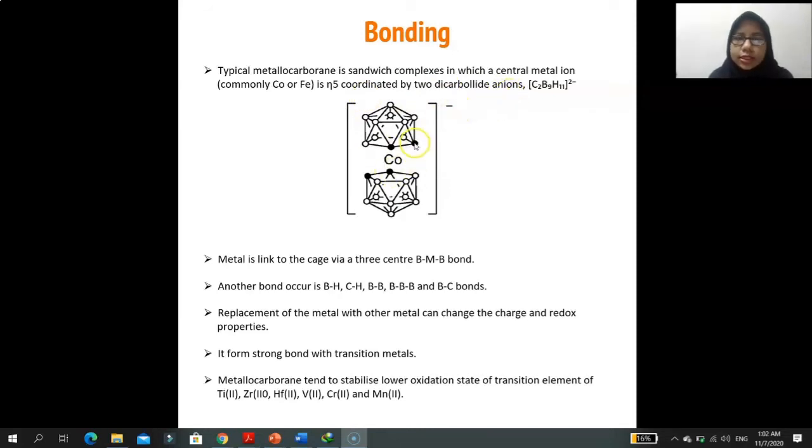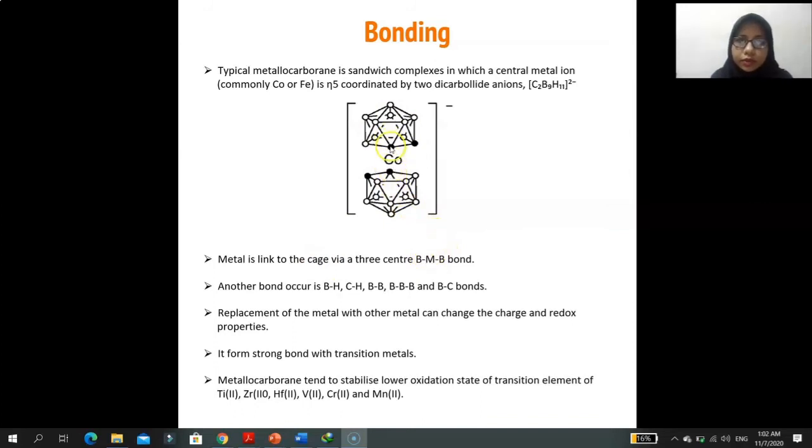This is an example of the structure of the metallocarboranes. The black one is the carbon, while the white one is the boron. And this is the metal between the two in the sandwich complex. From this structure, we can see that the metal is linked to the cage via boron, metal, boron bond.